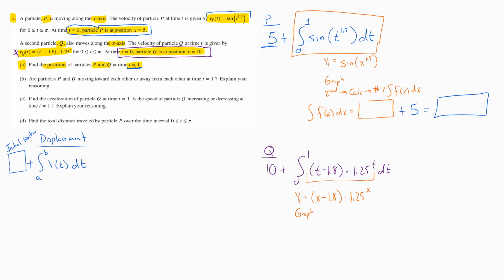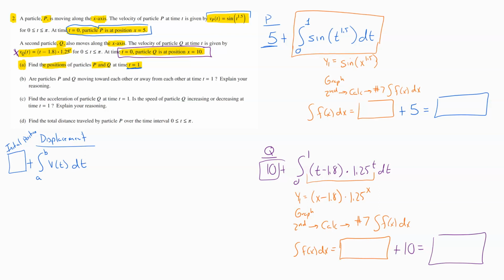We'll graph it. We'll then hit second calc, and again, we'll choose that number 7 option, which is the integral of f of x dx. It'll ask us for our lower and upper bound again. We'll type those in, then hit enter. It will give us, at the bottom of the screen, integral of f of x dx equals, and from there, this time we're just going to add to it 10, because that was our initial position. Whatever comes out of that is going to be where it got moved to. So pretty straightforward once you have the setups all in place.